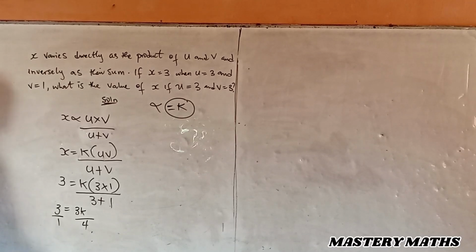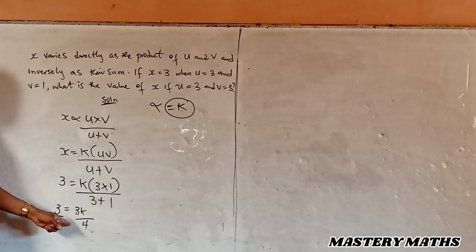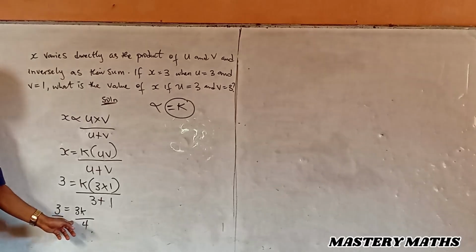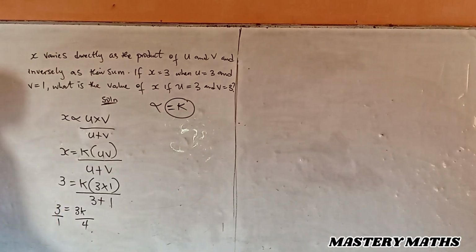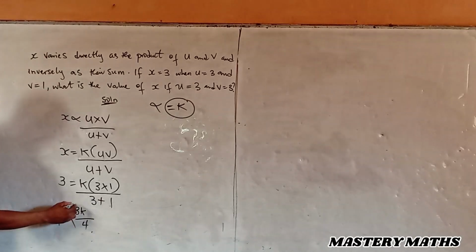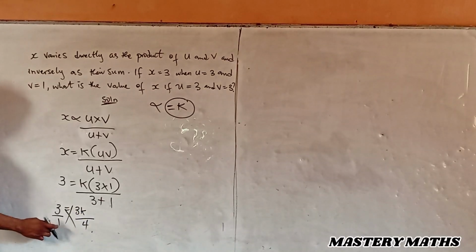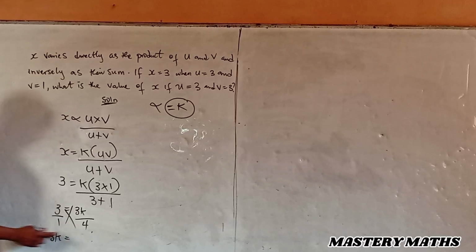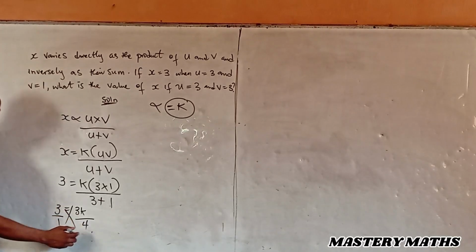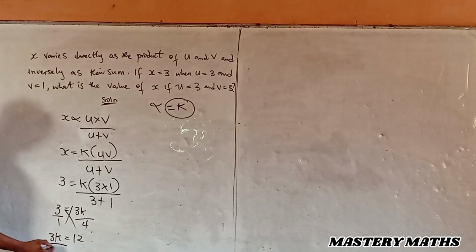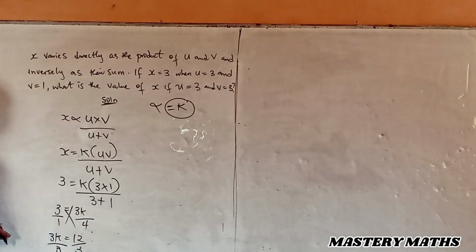What's the next thing? We are looking for k. In every one of these, the constant is very, very important to look for. You search for your constant first. Very important. Now, we want to look for where the constant is the subject of the formula. What should I do? You cross multiply: 3k times 1 will give us 3k, and 3 times 4 will give us 12. So we divide both sides by 3.